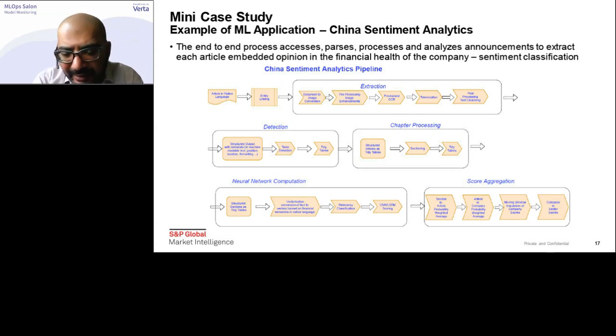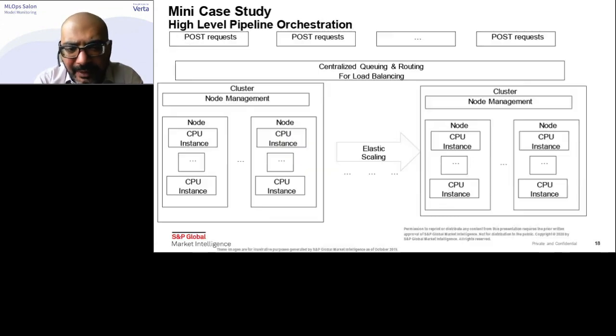So think about it: name changes in a company are not relevant, so I don't need that, and financial disclosure is. Once it's relevant, it goes into the CNN-LSTM for polarity scoring, which uses convolutions and long short-term memory. And after that, it goes to the aggregation system.